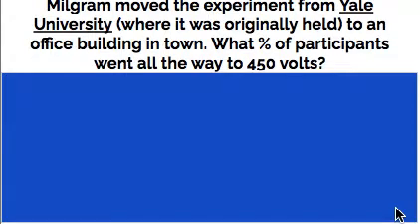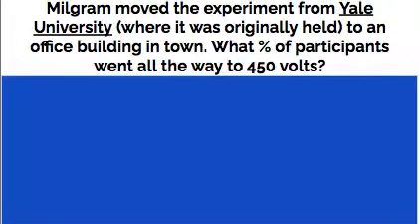All right, so first variation: Milgram moved his experiment from Yale, which is where it was originally held, to an office building in a town. And after he did that, he conducted the experiment again. He wanted to see, in this case, how being at Yale University, the prestige of Yale and of universities in general, affected his results.